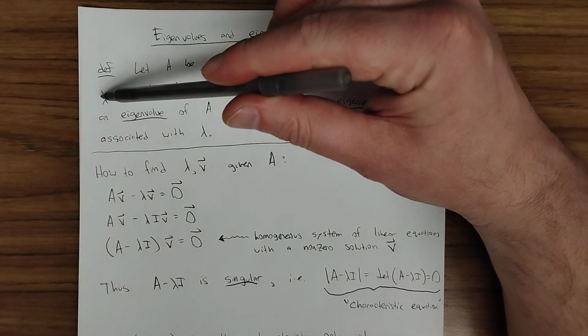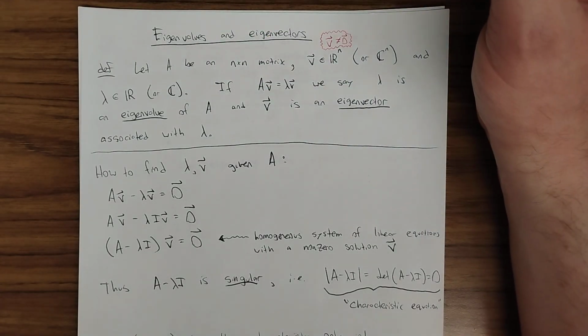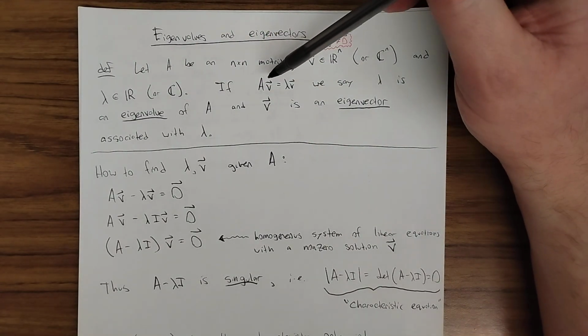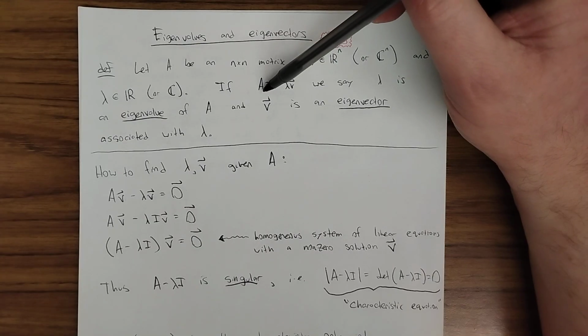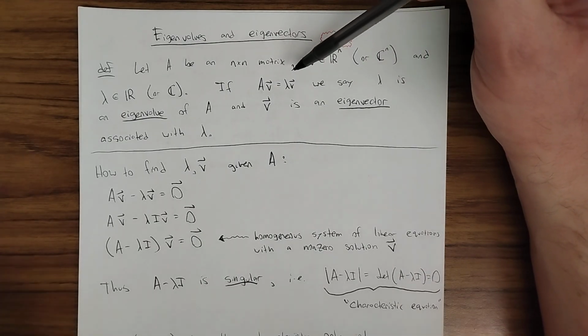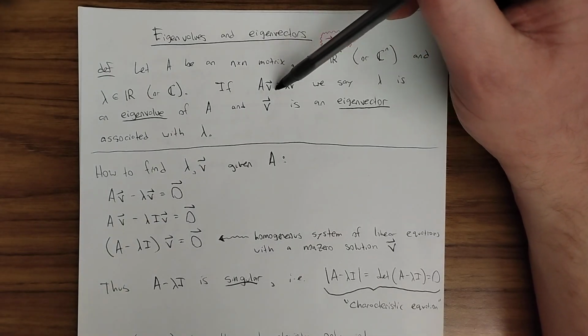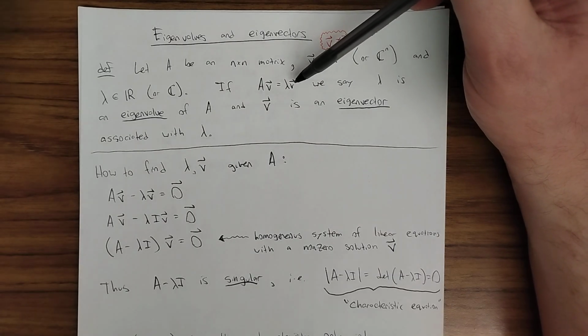And we have a number lambda, which could also be complex. If we have A times V equals lambda times V, so on the left this is matrix multiplication, like V is a vector, but it's like a matrix with just one column. So this is a matrix times a matrix. Over on the right I've got a scalar times a matrix.